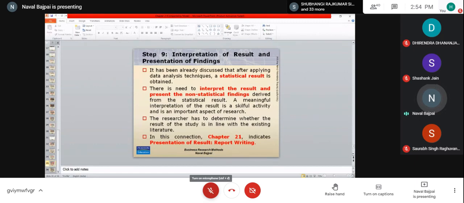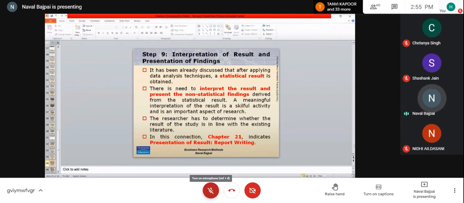Last, the interpretation of the result. Is this slide visible, the interpretation of the result? Yes, sir. Very good presentation of the finding. And lastly, you will see chapter number 21 indicates how to write a report.